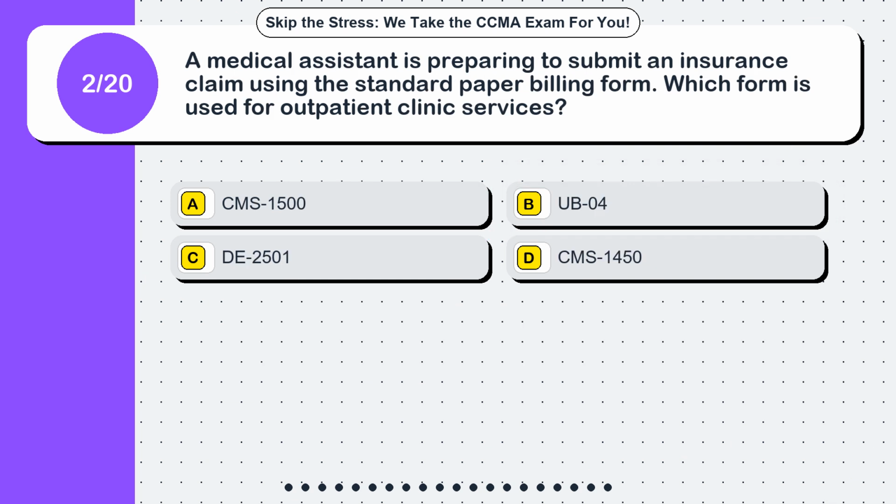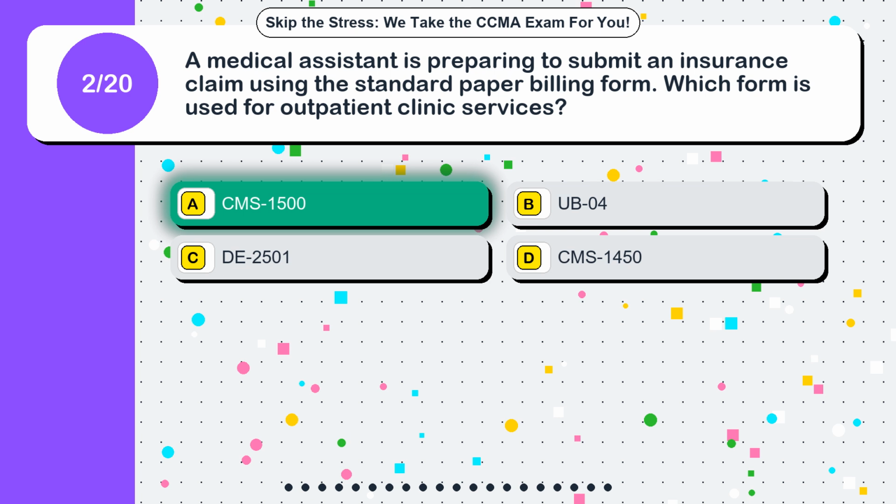Question 2. A medical assistant is preparing to submit an insurance claim using the standard paper billing form. Which form is used for outpatient clinic services? Option A, CMS 1500. Option B, UB04. Option C, DA 2501. Option D, CMS 1450. The correct answer is option A, CMS 1500.